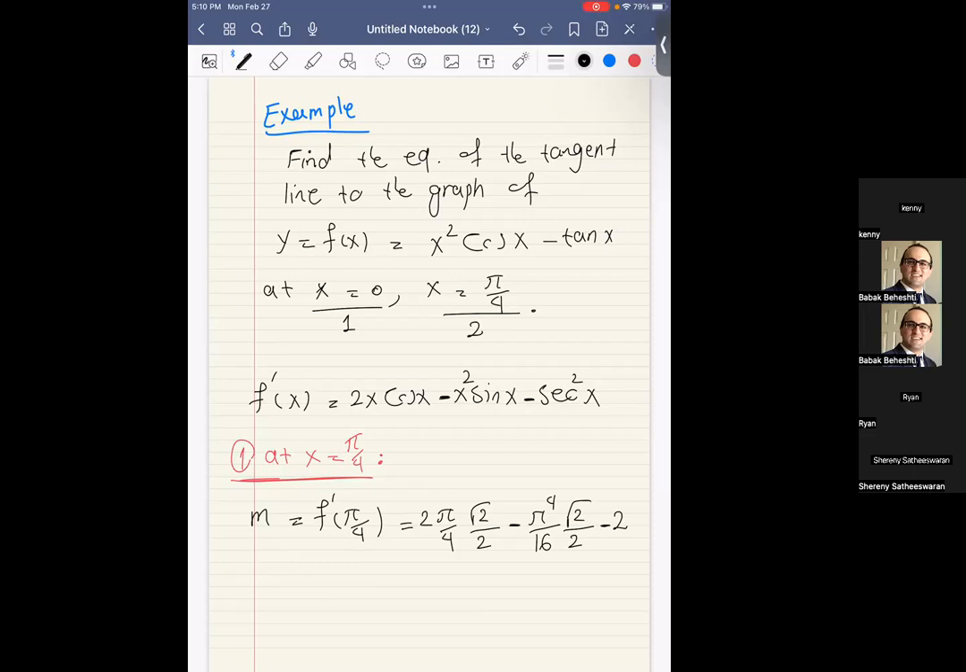So m at pi over 4 is this number: root 2 times pi over 4 minus pi to the power 4 times root 2 over 32 minus 2.